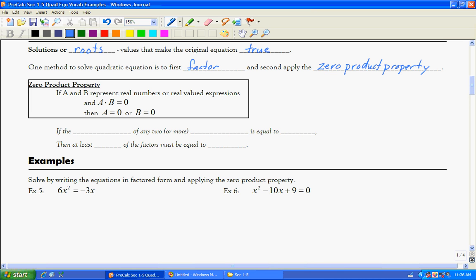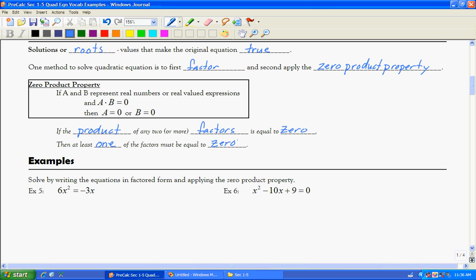So in other words, this is saying if the product of any two or more factors is equal to 0, then at least one of those factors must equal 0. Okay, we've used this tons of times. We used it in the appendix. You've had it in Algebra 1, Geometry, Algebra 2. So we're just going to look at a couple quick examples here.